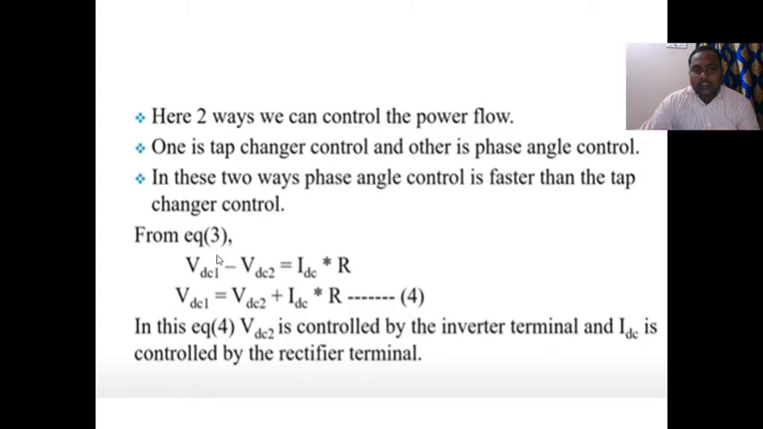From equation 3, VDC1 minus VDC2 is equal to IDC into R. From this equation, VDC1 is equal to VDC2 plus IDC into R. This is equation 4. In this equation 4, VDC2 is controlled by the inverter terminal and IDC is controlled by the rectifier terminal.